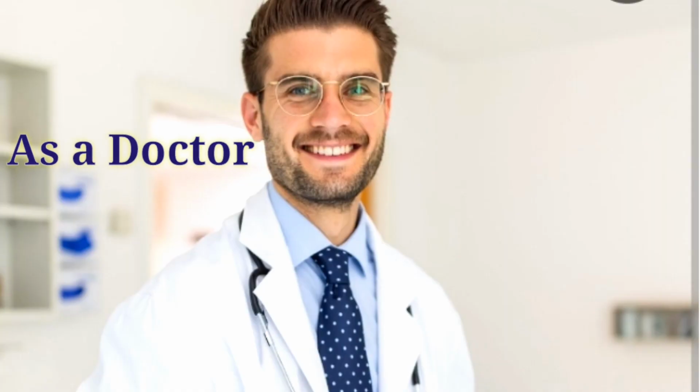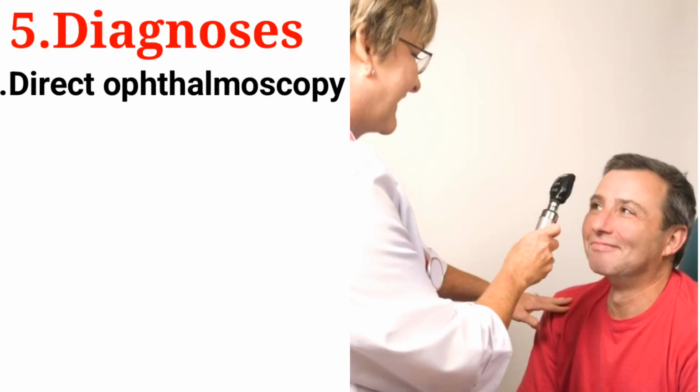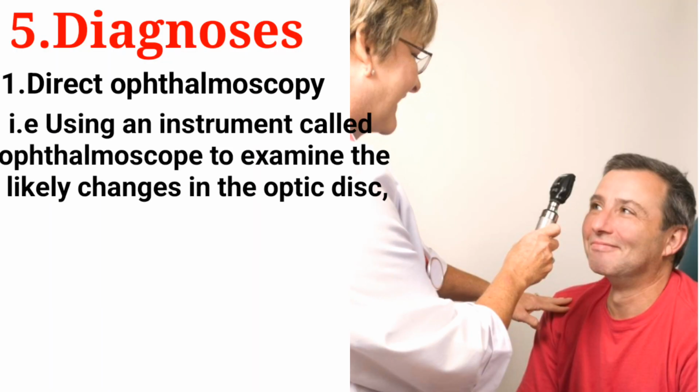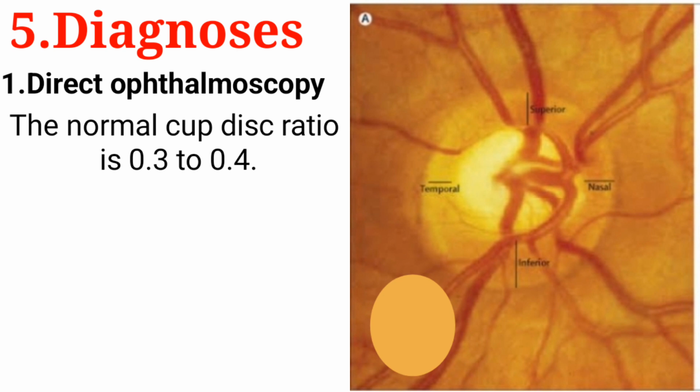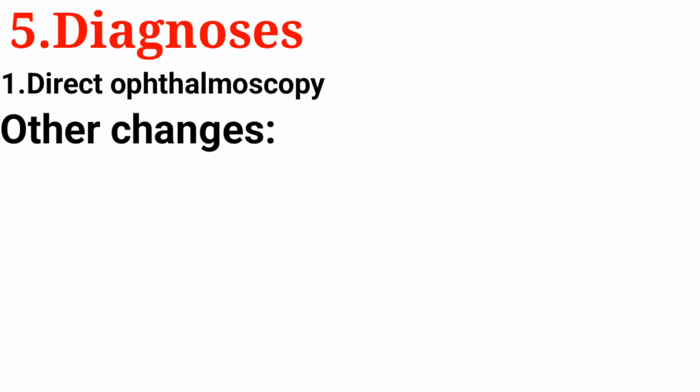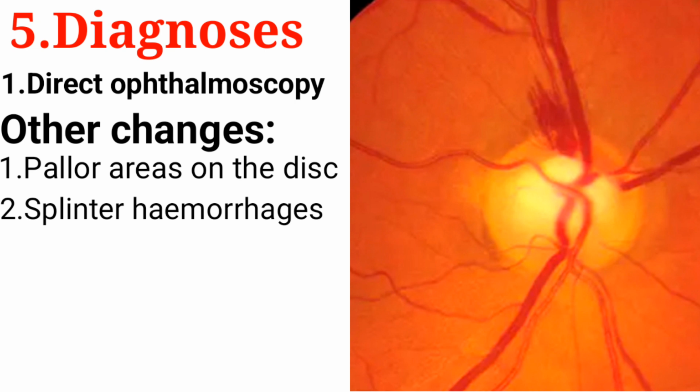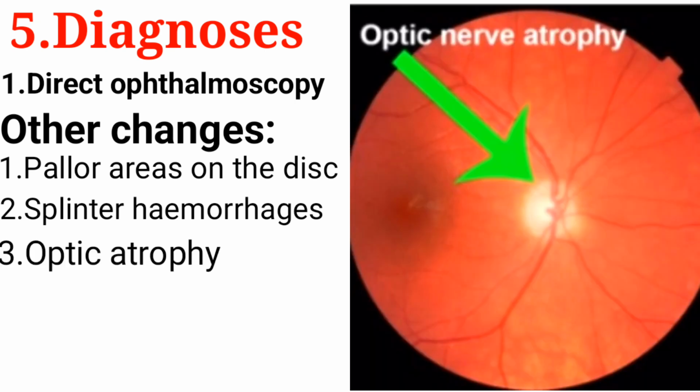Diagnosis: now, how can you as a doctor diagnose primary open angle glaucoma? The first step is direct ophthalmoscopy using an instrument called an ophthalmoscope to examine the likely changes in the optic disc, such as the cupping of the disc. The normal cup-disc ratio is 0.3 to 0.4 and anything above that is considered glaucomatous. Other changes we may observe on the disc include focal areas on the disc, splinter hemorrhages, or even optic atrophy in advanced cases.